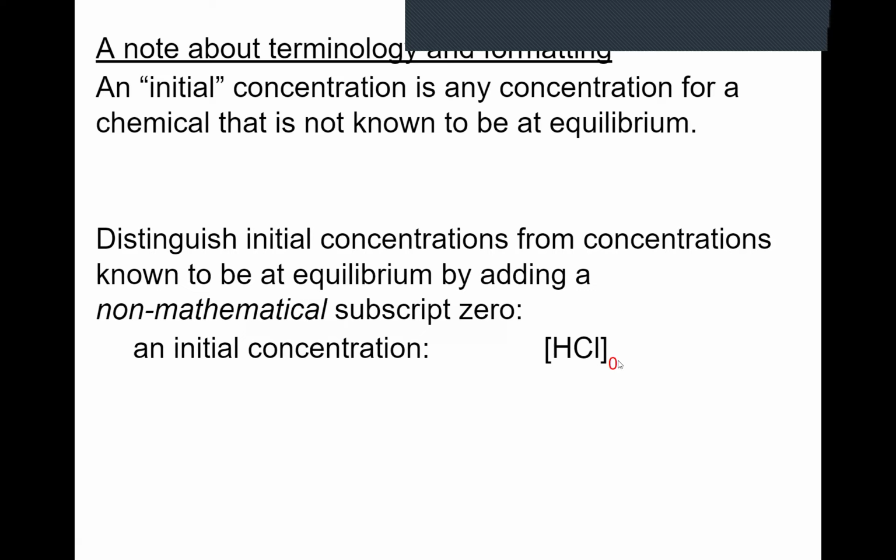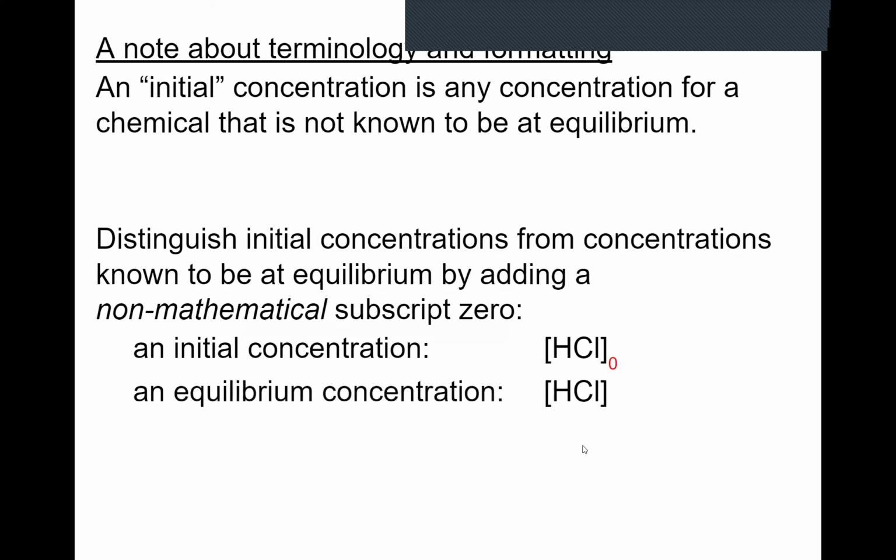There's no mathematical meaning to that 0. It doesn't mean raised to the 0th power. The way chemists typically denoted that in the past is if you're plotting concentration against time, and at the very left edge of the graph, that's time equals 0. That's why they put the 0 there. When time equals 0, the very first concentration that you record, you don't know that it's at equilibrium. It might work out to be at equilibrium, but it's not known to be at equilibrium. They put the 0 there.